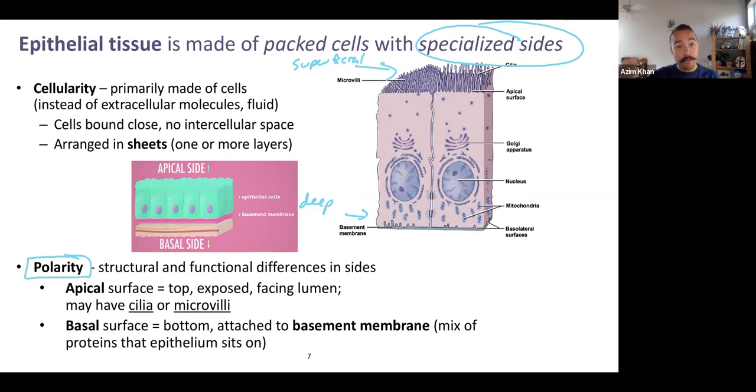The term for the superficial side is apical.